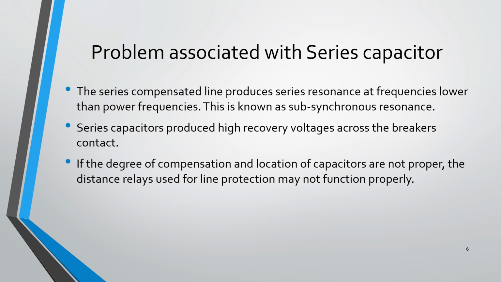So I'm coming to the topic. The series compensation of the line produces series resonance at a frequency lower than the power frequency. Obviously, this is known as subsynchronous resonance. There is a terminology used for that, so you have to remember it. The subsynchronous resonance produces mechanical stresses, due to which high torsional stress occurs at the rotor shafts.